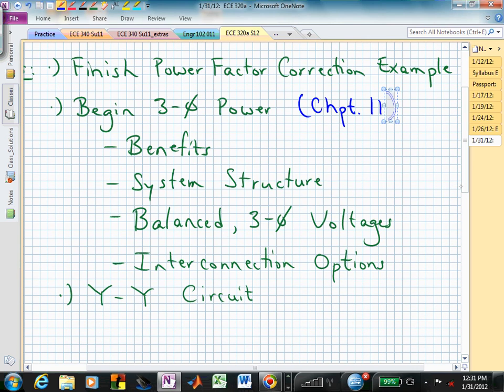We will then get into chapter 11, which talks about three-phase power. We'll briefly go over the benefits, why we want to worry about three-phase power, or why it's important. We'll look at the system structure, what pieces are in a three-phase power system in a very general sense. We'll then talk about balanced three-phase voltages, what that means. Then we'll get into some interconnection options, and one of those will be a Y-Y circuit, and hopefully that will make more sense when we get to that point today in the lecture.